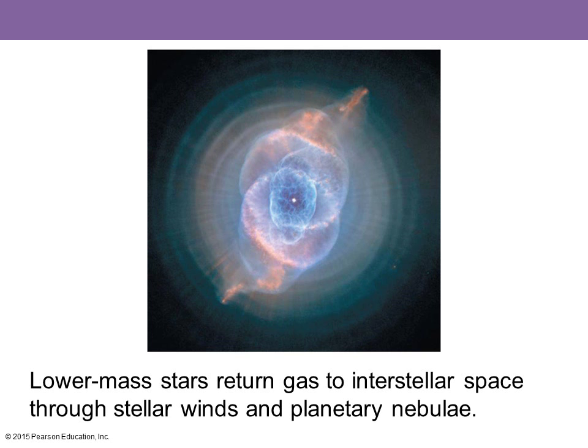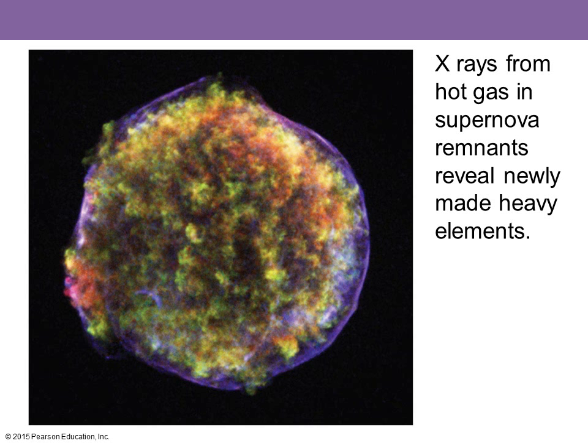Lower mass stars return gas to interstellar space through stellar winds and planetary nebulae, but they're not as strong as a high-mass star stellar wind. This is a picture of X-rays from hot gas in a supernova remnant that reveals newly made heavy elements. So this is where we get the notion that the heavier elements, heavier than iron, would be derived from a supernova explosion, a high-mass star.